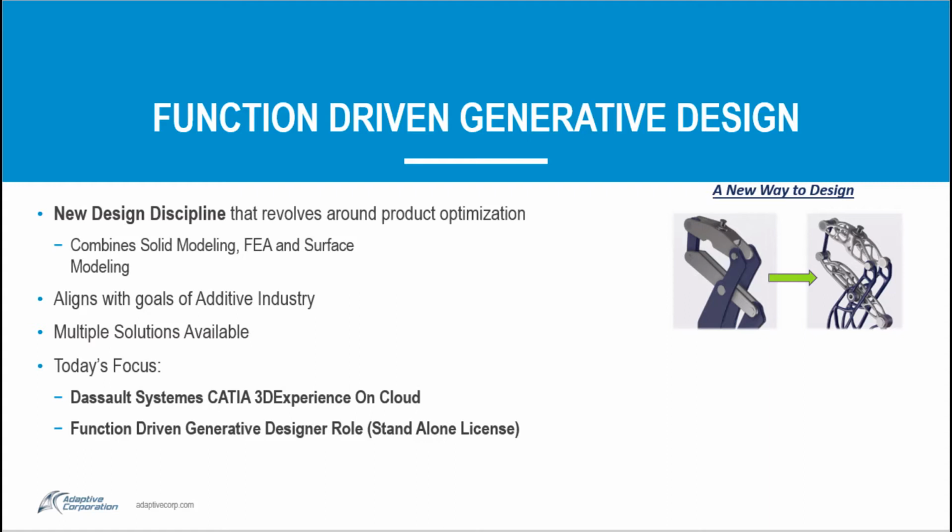Some of the generative design software tools can even propose new shapes based on your desired manufacturing process. This can include milling, casting, or 3D printing. While there are multiple tools that exist in this discipline, for today's presentation, we will be using CATIA 3D Experience on-cloud solution. The 3D Experience role that will be used is called Function-Driven Generative Designer. We will soon see how solutions like CATIA on the 3D Experience platform can combine solid modeling, FEA, and surface modeling within a single environment to allow designers to become optimization experts.